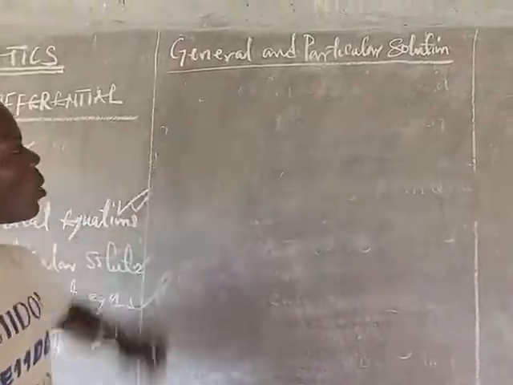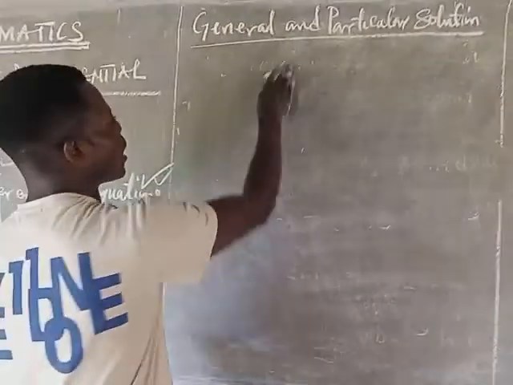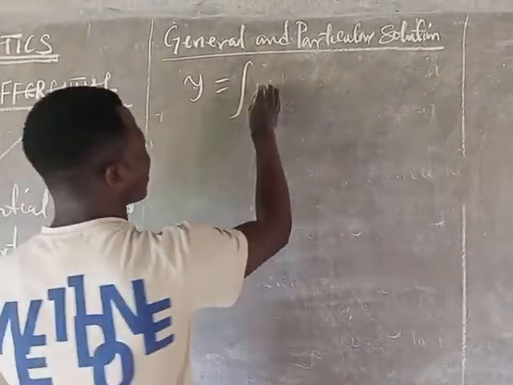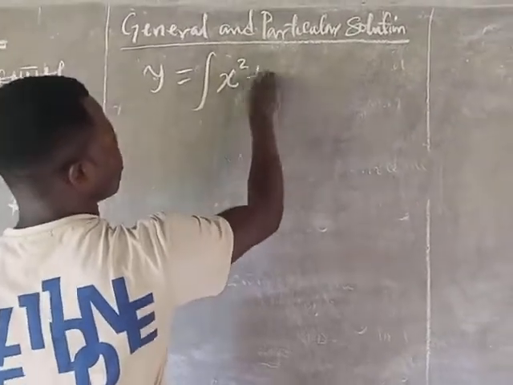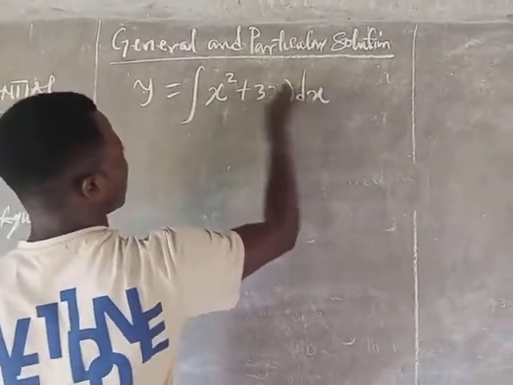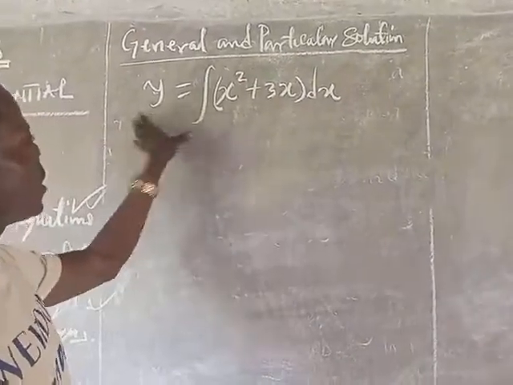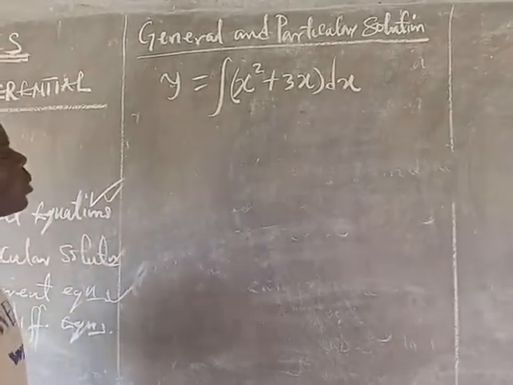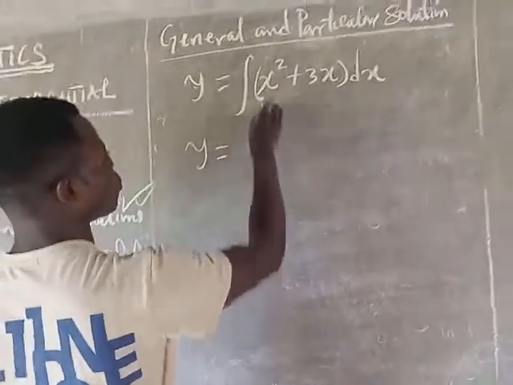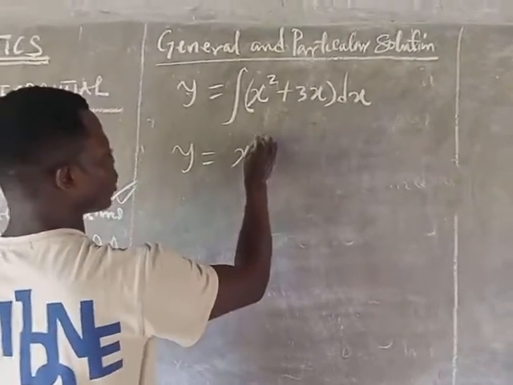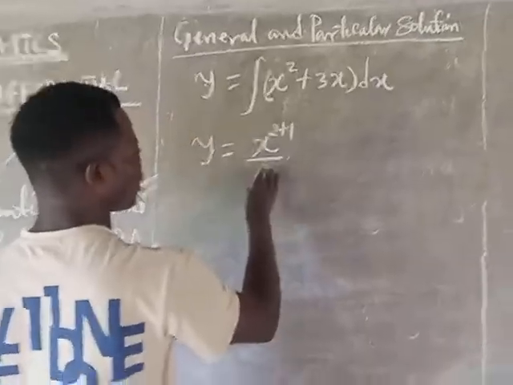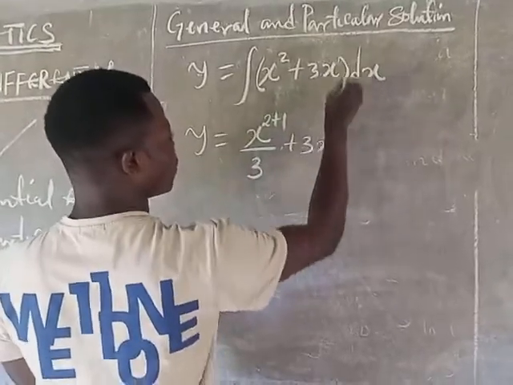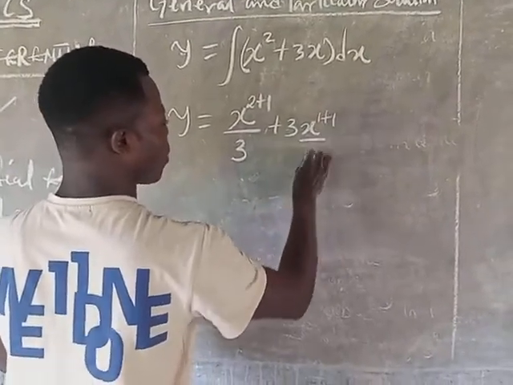For the general solution, consider an integration: y equal to the integral of x squared plus 3x with respect to x. So this is an integration. If we are to integrate this equation, this will be y equal to x cubed, that is, we are adding 1 to the power 2, which is 2 plus 1, over 3. We are dividing by the power as well, plus 3x to the power 1 plus 1, all over the power, which is 2.